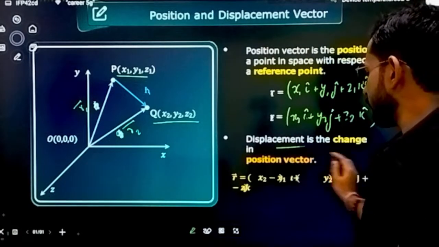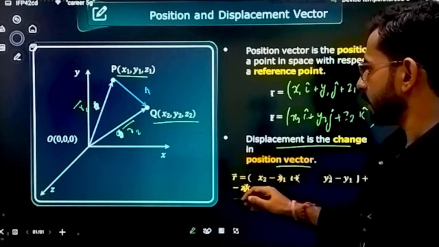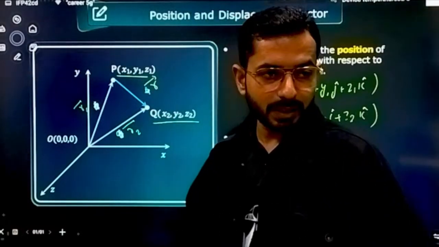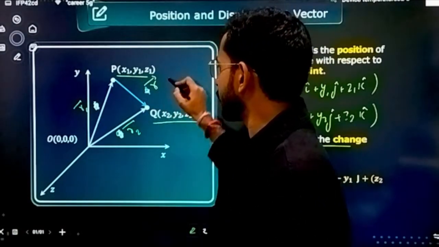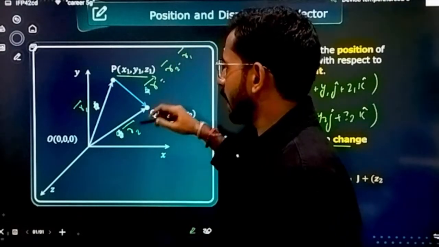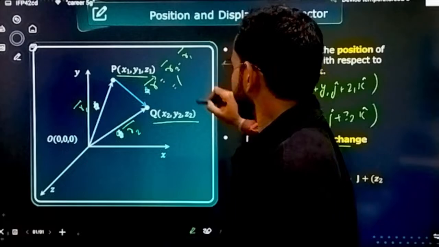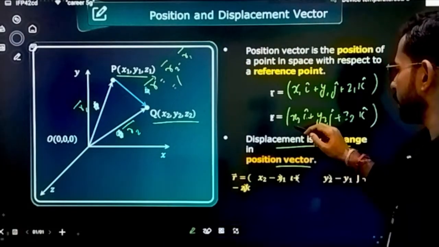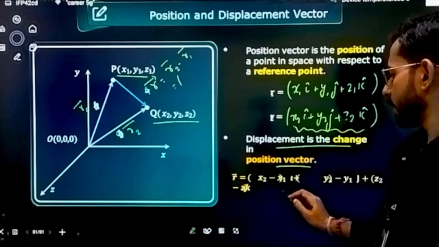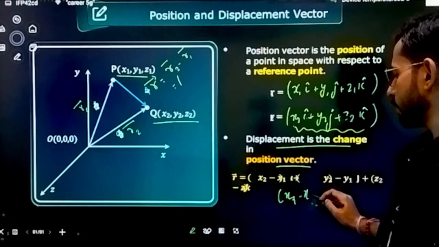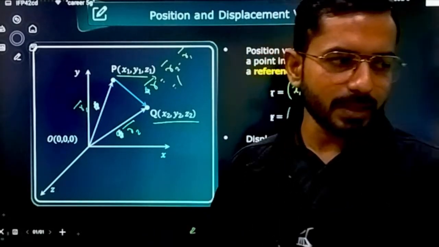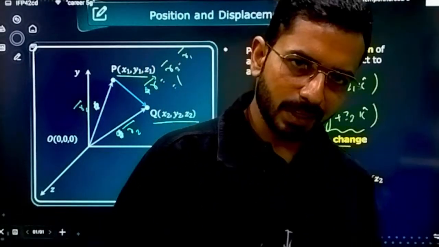Now, if you have to write the position vector, how will you write it? This is the position vector, r vector. R vector is the position vector or the displacement vector between point P and Q. It will be simply written as r2 minus r1. So r2 vector you already have, x2 i plus y2 j plus z2 k. Just simply subtract. So what will be the final position vector you will have? You will have (x2 minus x1) i plus (y2 minus y1) j plus (z2 minus z1) k. Simply, you can define the position vector.